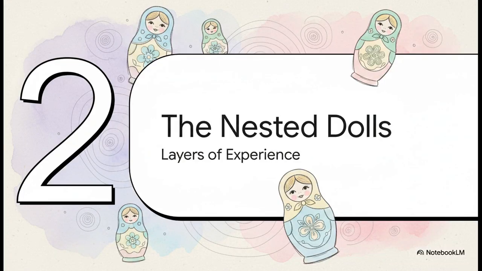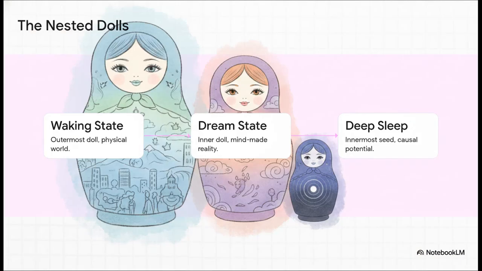Moving on to part two, unpacking the nested dolls and taking a look at our layers of experience. To really, truly grasp this map, we need to visualize these states of consciousness like a set of Russian nested dolls. Imagine them just sitting right there on the table in front of you. Let's open them up, starting from the outside in. We start with the largest, outermost doll, our physical waking world. This is the A state.